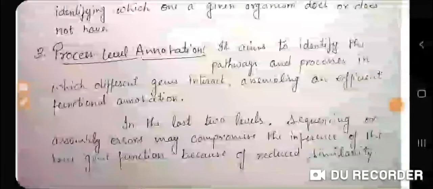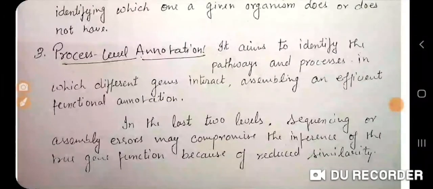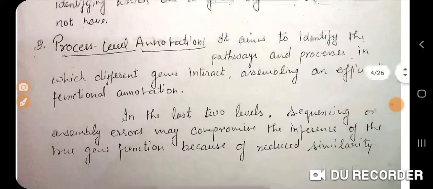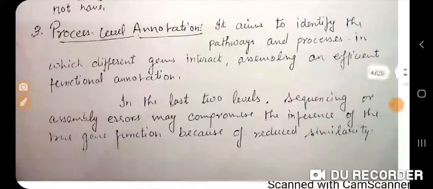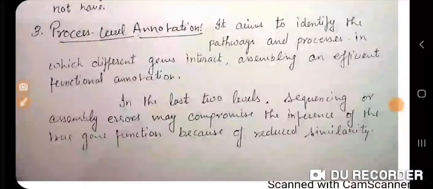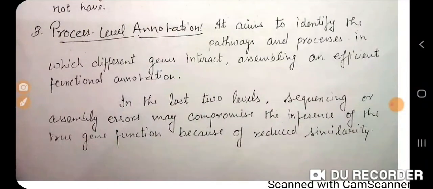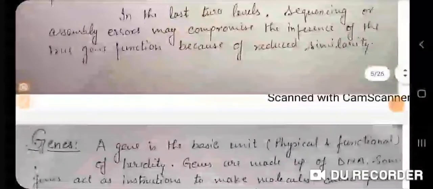Okay, and process level annotation aims to identify the pathways. There are n number of pathways in our body which are performing various processes. So that level of annotation could be performed in process level annotation. Like it is mentioned here in the last 2 levels, protein level annotation and process level annotation, sequencing or assembly errors may compromise the inference of the true gene function because of reduced similarity.